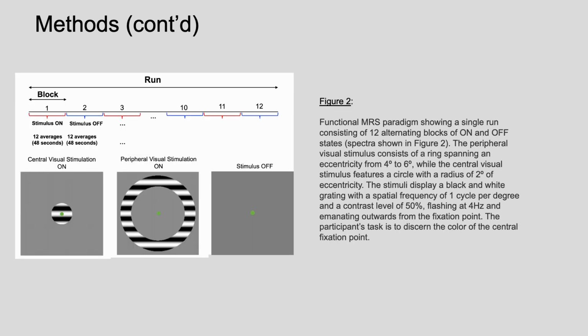This is the experimental setup describing the run and block patterns of the stimulation. On the bottom left, you have the central visual stimulation, which is on. And in the middle, you have peripheral visual stimulation on. And in both cases, when the stimulus is off, only the central dot is displayed. The task of the participant is to record what the color of the central dot is as the experiment is running. Each block consisted of 48 seconds.